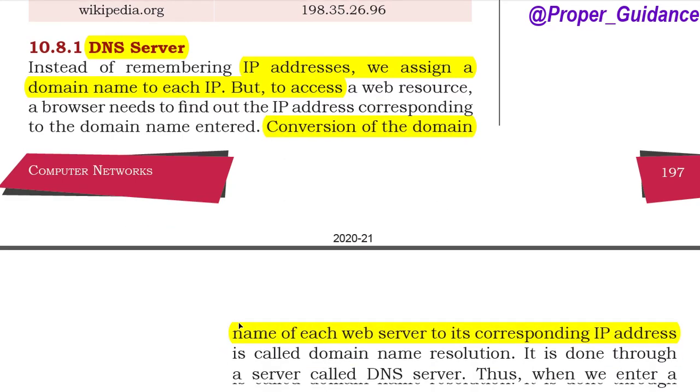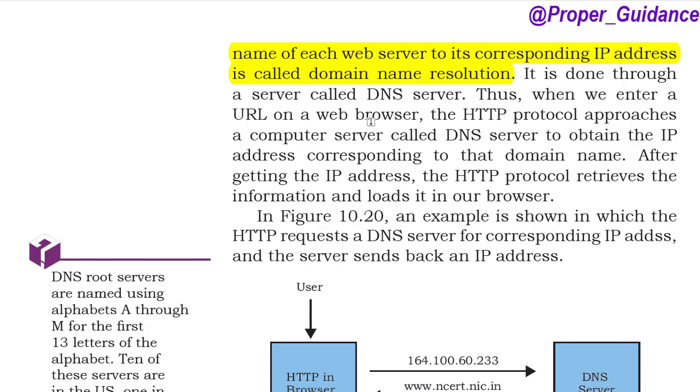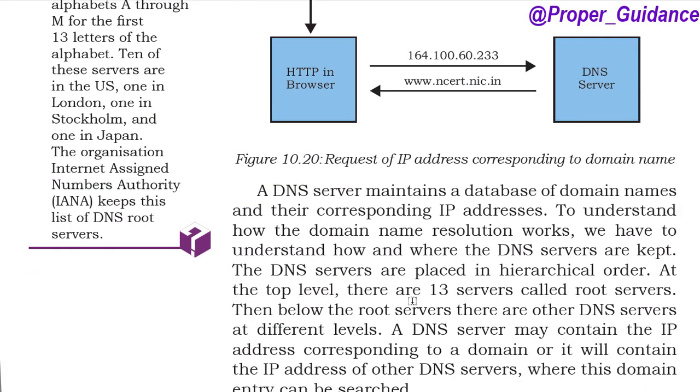Conversion of the domain name of each web server to its corresponding IP address is called domain name resolution. It is done through a server called DNS server. Thus, when we enter a URL on a web browser, this is a very practical example, the HTTP protocol approaches a computer server called DNS server to obtain the IP address corresponding to that domain name. After getting the IP address, the HTTP protocol retrieves the information and loads it in our browser. Clear? Here is a picture explaining the fact which is written in the previous paragraph.